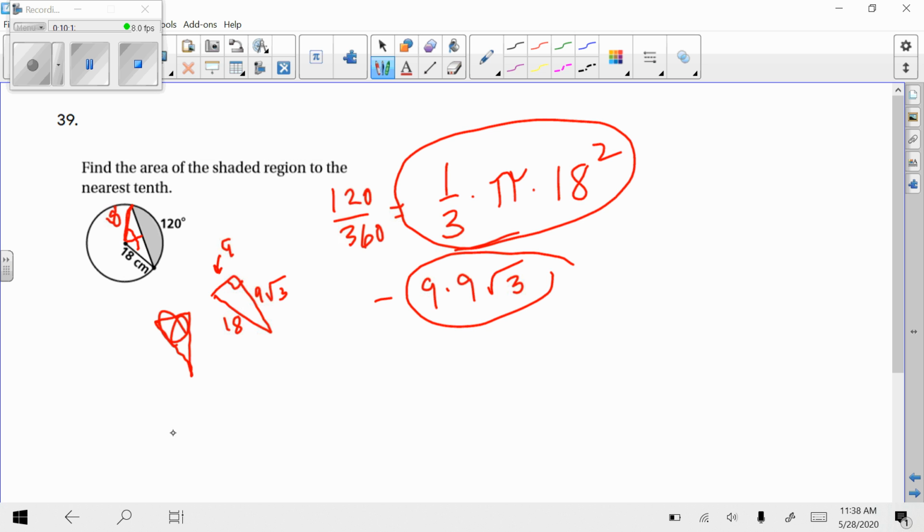Now, one other way you could find the area of the triangle is that formula we just did, 1/2 A times B times the sine of C. So you could do 1/2 times 18 times 18 times the sine of 120 for your area of your triangle if you want. But then you have to subtract those two. All right.